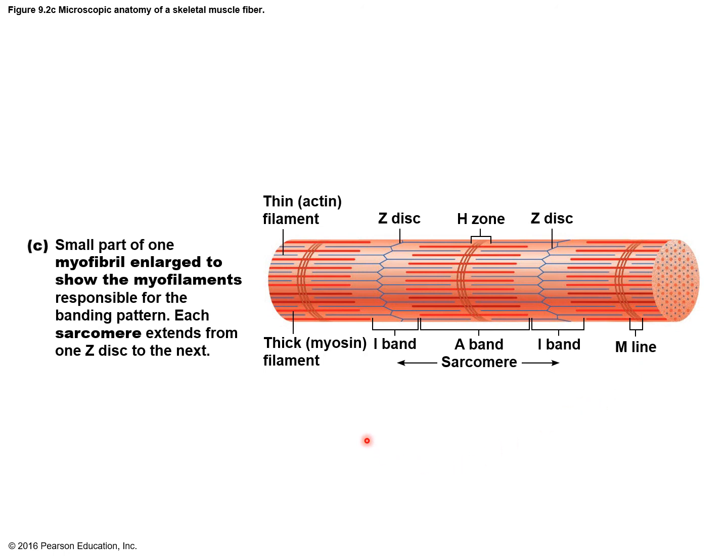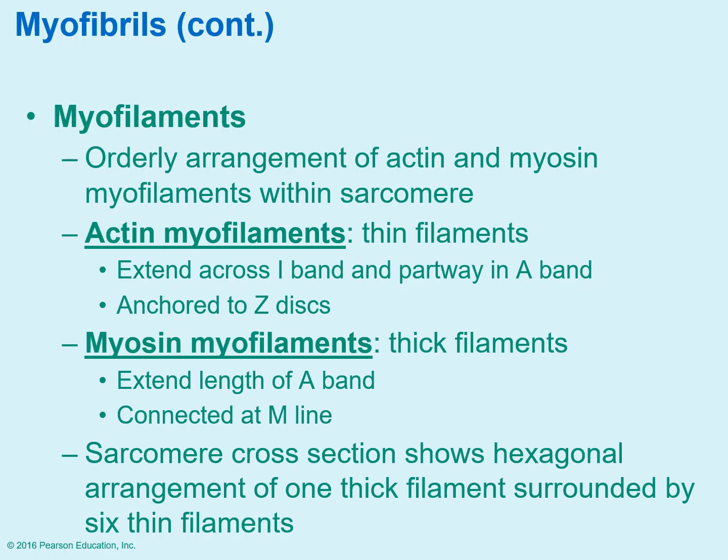What do the lines represent? If you notice here, it's kind of color-coded. You've got those thick redder lines and then the little thin light blue lines. Those correspond to the different filaments, thick and thin filaments. It's all very specifically arranged and regulated. It's not random.